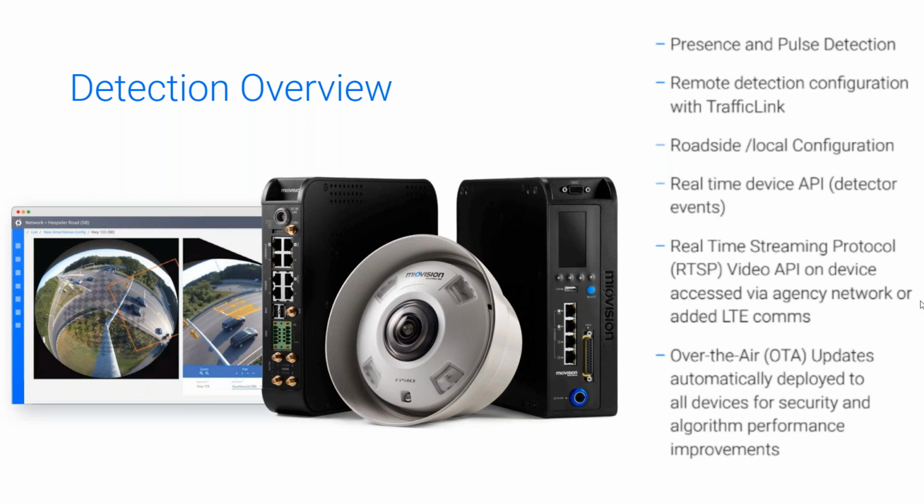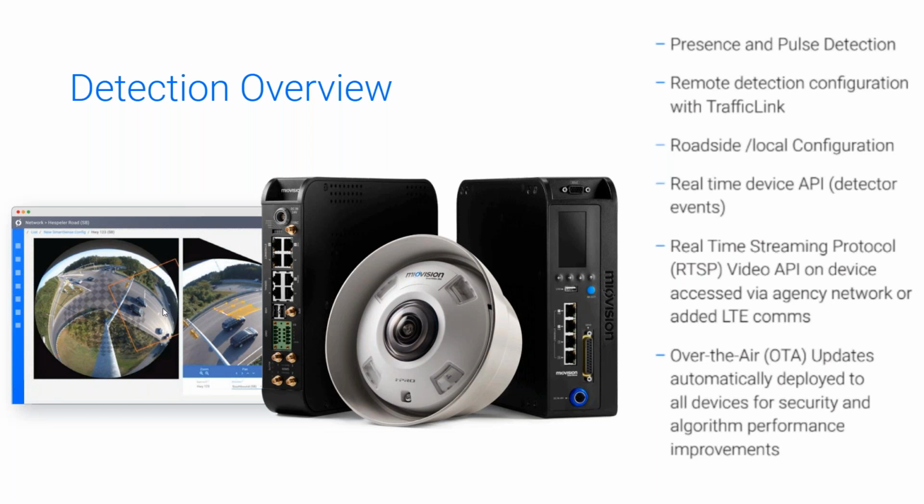So when I say detection only, what I'm usually referring to is a system that you see here. You see the three Myovision devices, the SmartLink on the left, the 360 camera in the middle, and the SmartSense on the right. That's our video analytics and processor. And then our configuration tools, our local tools on the device itself.